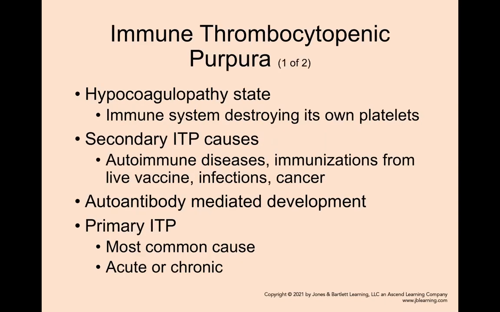This can be caused from a few different things. Immune thrombocytopenia is a hypocoagulable state where the immune system is actually destroying its own platelets. There are secondary ITP causes, which are related to autoimmune disorders, immunizations from live vaccine infections, and cancer. Primary ITP is the most common cause, and it can be either acute or chronic.